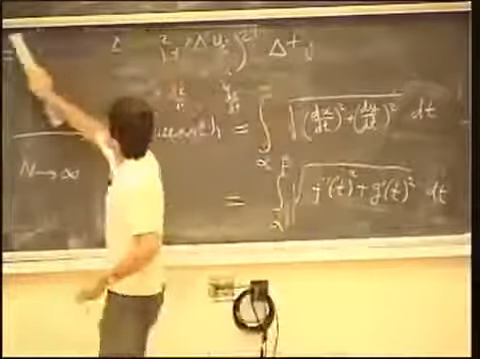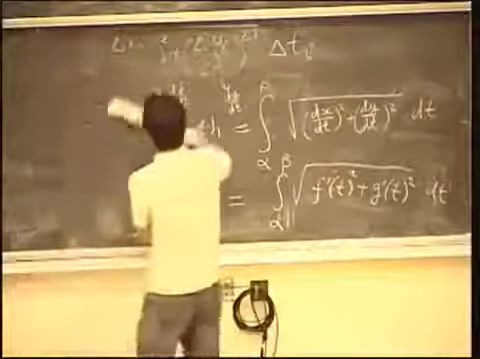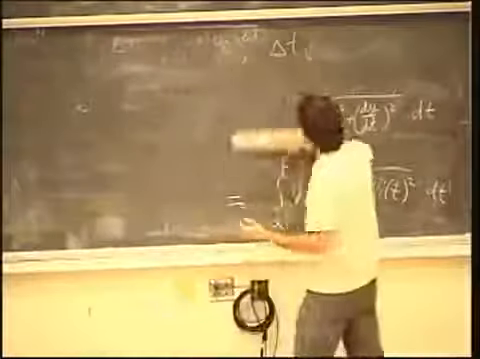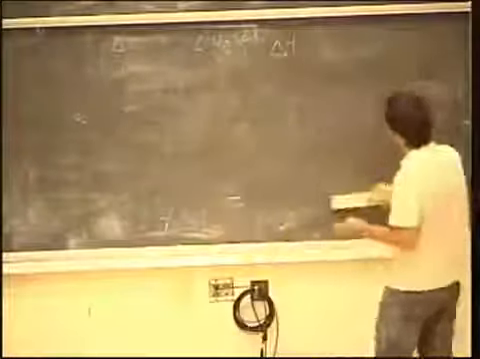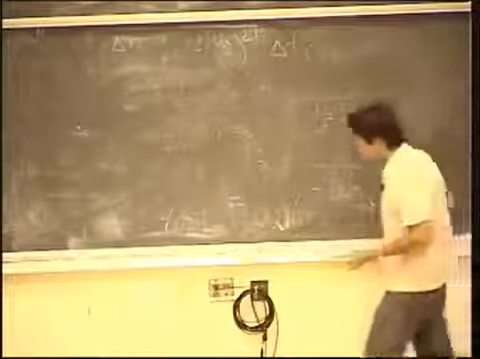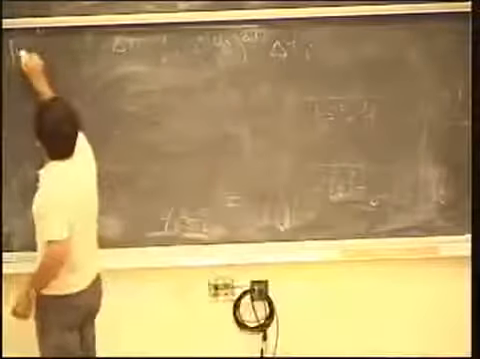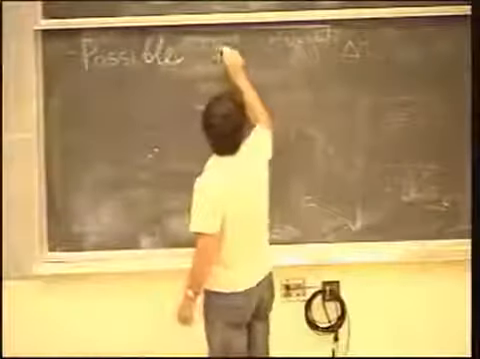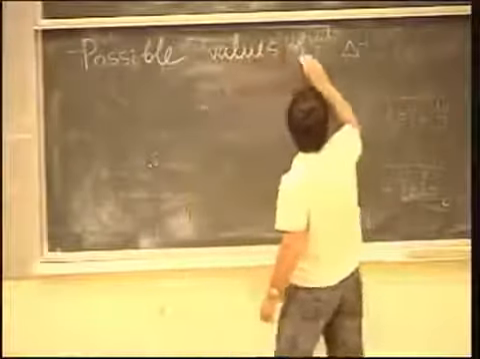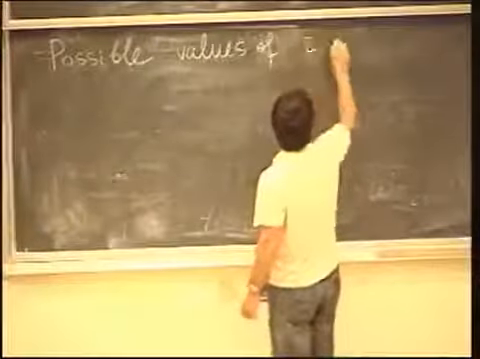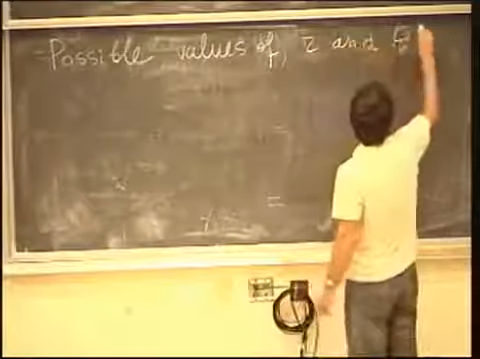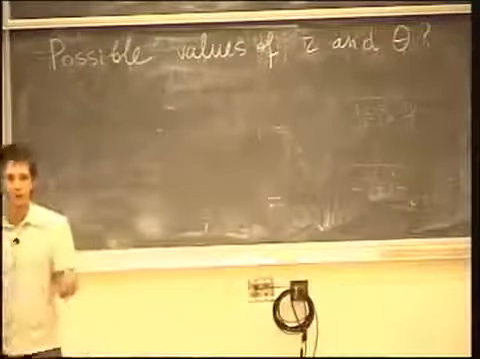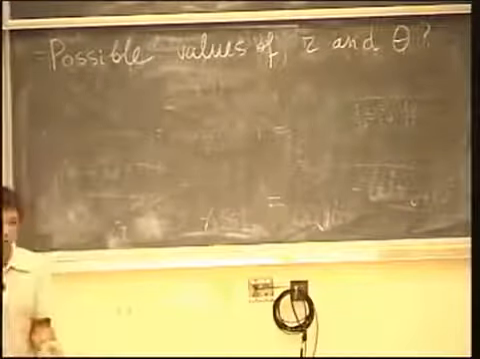Because if we want to use it as a bona fide coordinate system, we had better know what the possible values of these coordinates are. So what are the possible values of r and theta? Before answering this, let's ask what the possible values of x and y are. It's also a legitimate question.